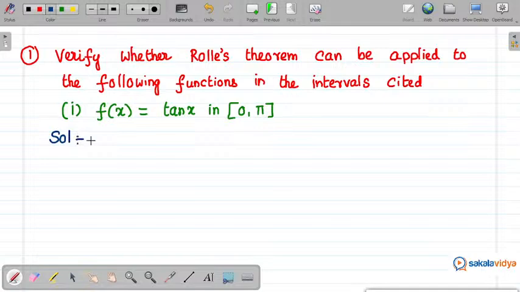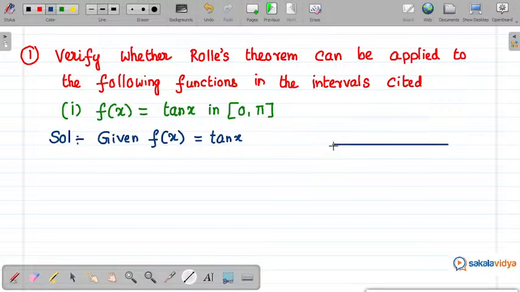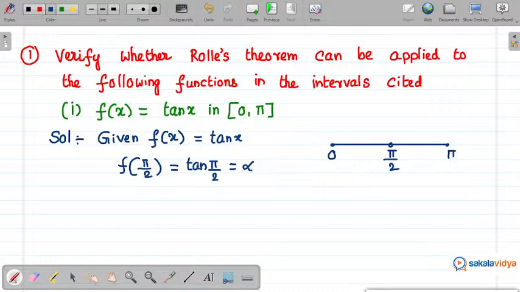Solution. Here given f of x is equal to tan x. See, in between 0 to pi, this is the interval, for example say this is 0, this is pi. So we have pi by 2. Let us check whether tan x is defined at pi by 2 or not. Now find f of pi by 2. F of pi by 2 is equal to tan pi by 2. Tan pi by 2 is not defined. Generally, mathematically we can write infinity.